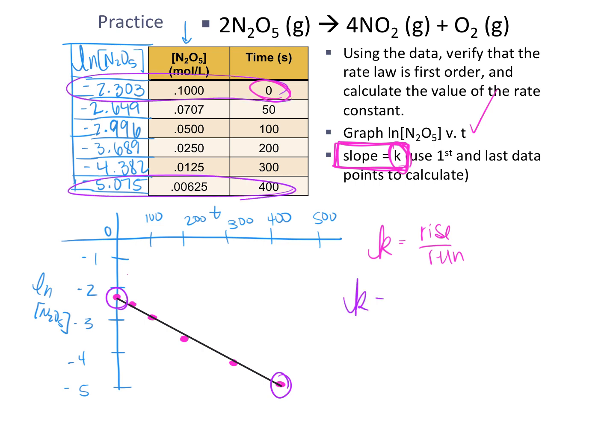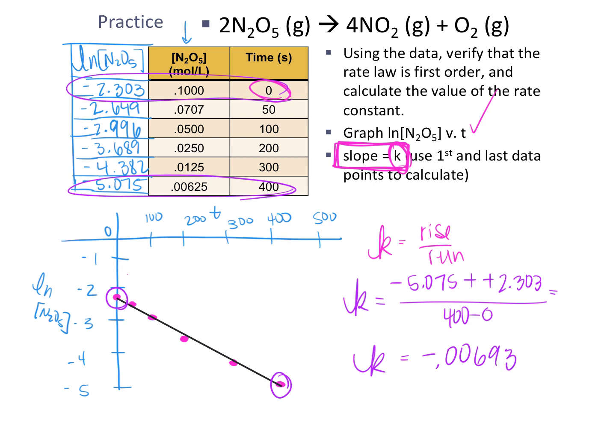Okay, so for K, my change in y is negative 5.075 minus negative 2.303 over 400 minus 0. Okay, are we comfortable with where those numbers came from? Of course, minus a negative becomes a plus. Remember, I'm not using my regular concentration data. I'm using my natural log because that's what I graphed. And so my K value comes out to be negative 0.00693.